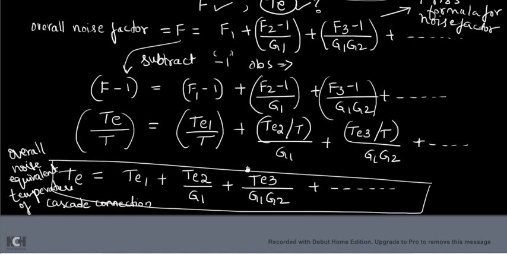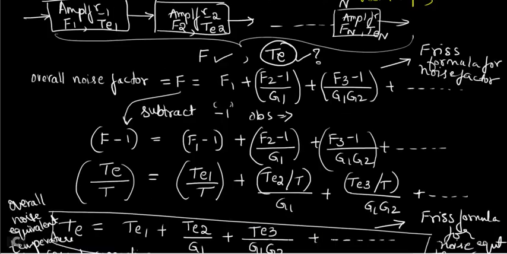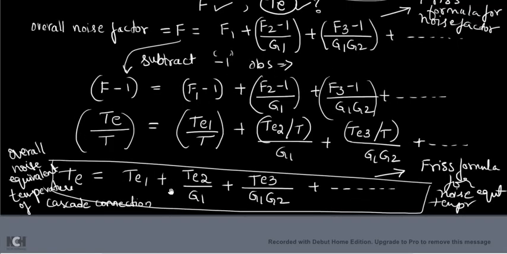Now what is this formula called? This is called the Friis formula for noise equivalent temperature. The earlier formula is called the Friis formula for noise factor, but this formula is called the Friis formula for noise equivalent temperature.